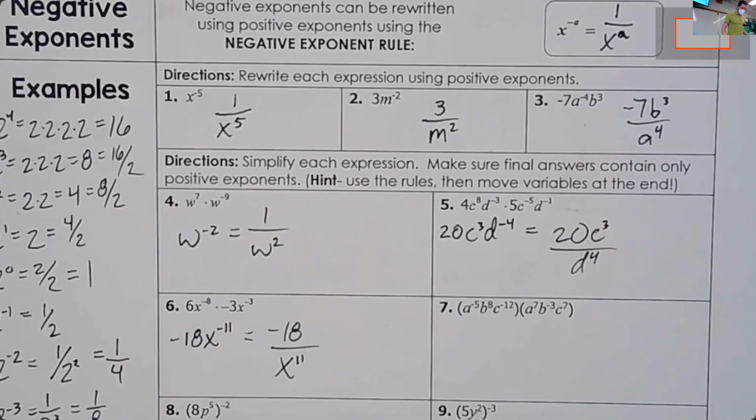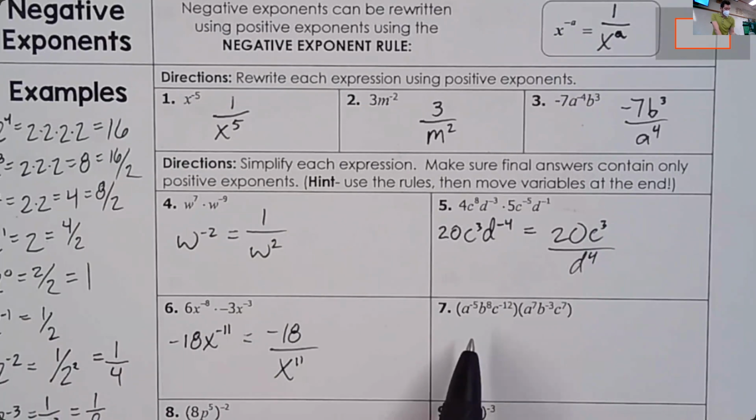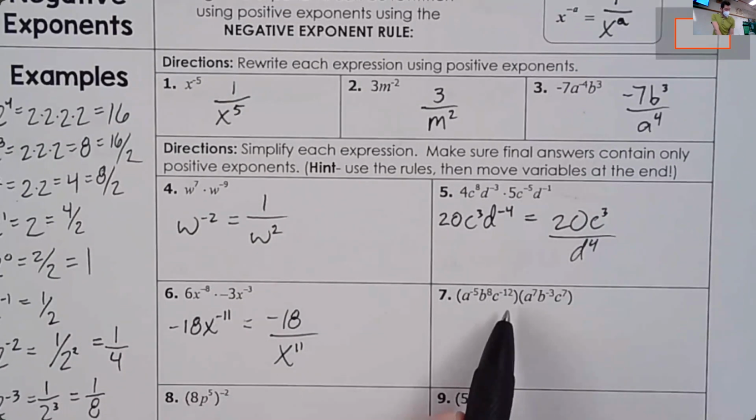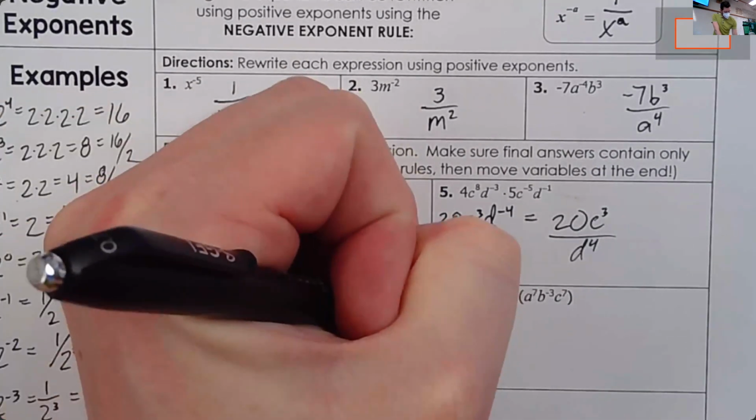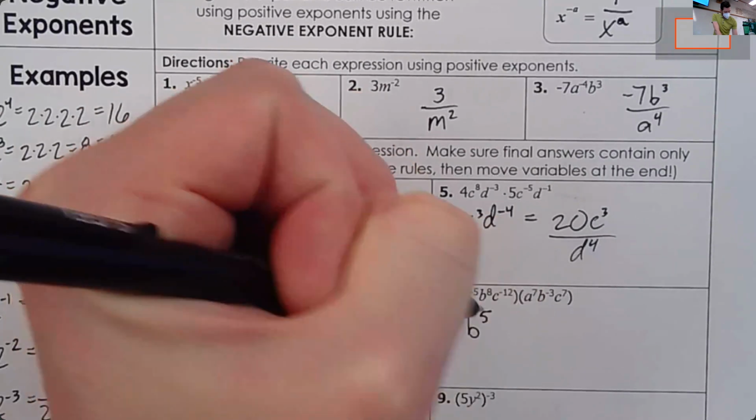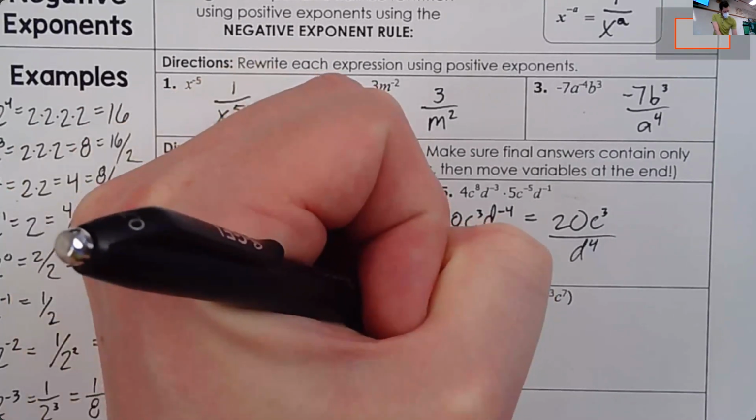Let's see, Gabriella, do you have anything for number 7? Let's just go to the first step. So adding our exponents, what do we get? A to the, yeah, B to the 5th, yeah. C to the negative 5th, yeah.